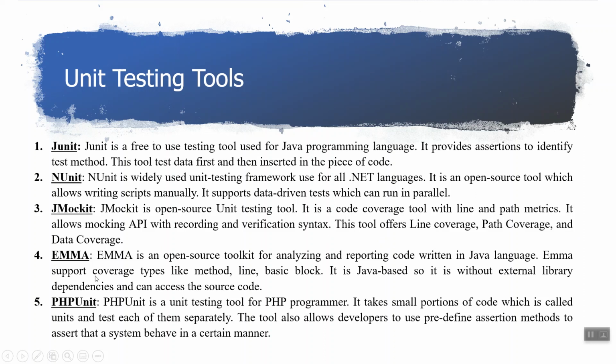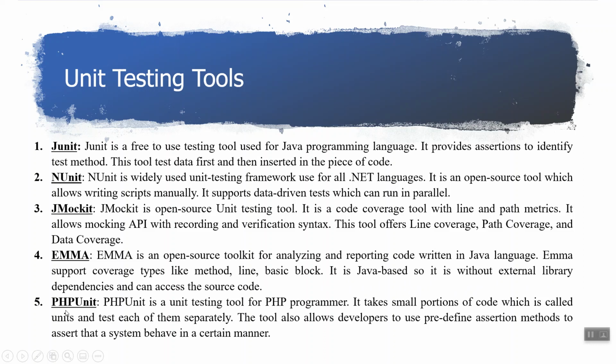The fourth one is Emma. Emma is an open source toolkit for analyzing and reporting code written in Java language. It supports core coverage types like methods, line, basic blocks. It is Java based, so it is without external library dependencies and can access through the source code.